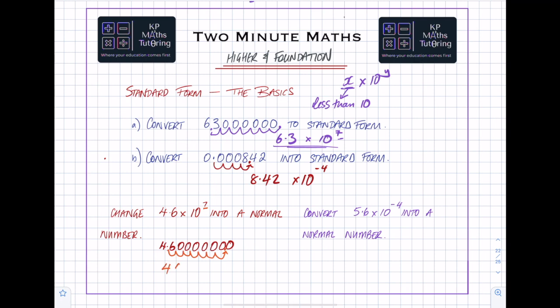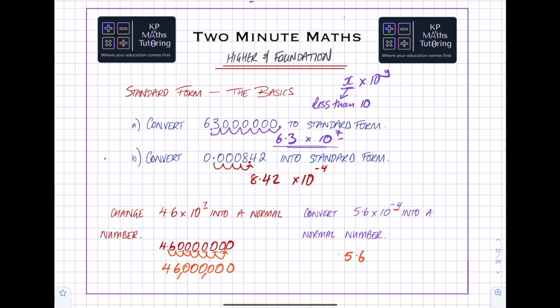So this would become 4, 6, and then 1, 2, 3, 4, 5, 6 zeros. So that number would be 46 million. Okay, and then if we look at the reverse of that, we've got 5.6. So I write my 5.6.